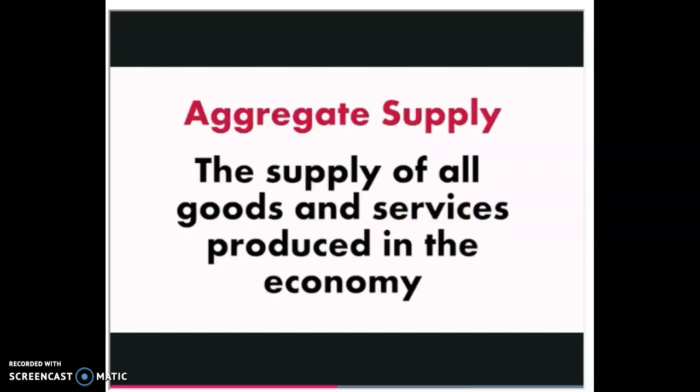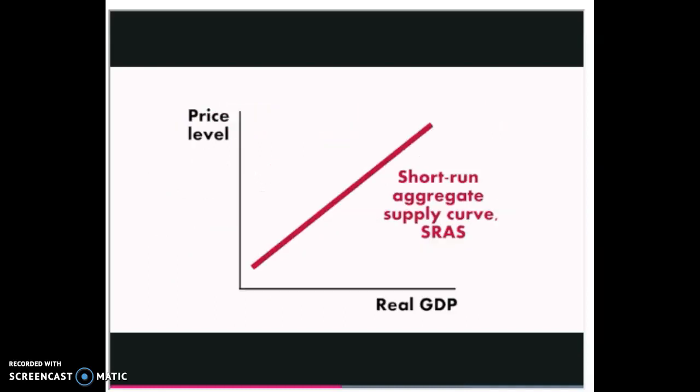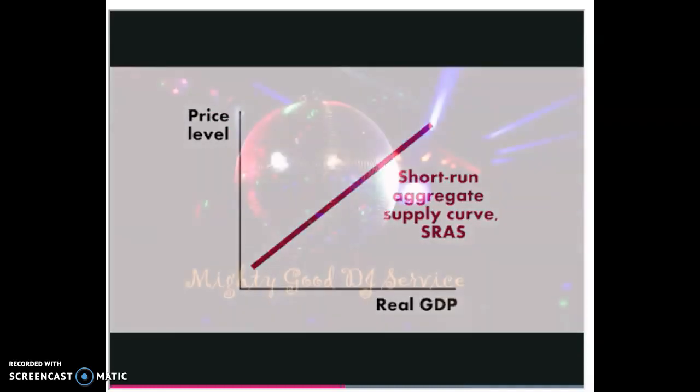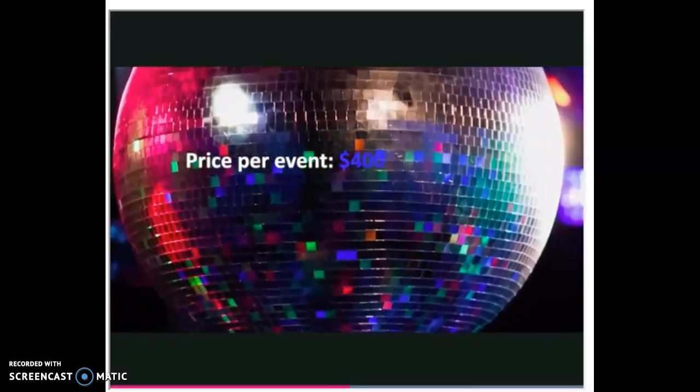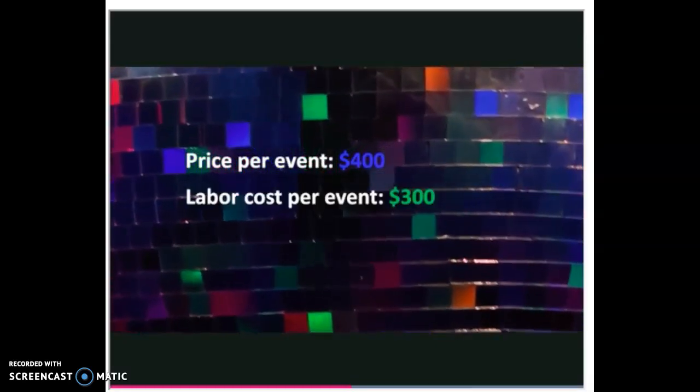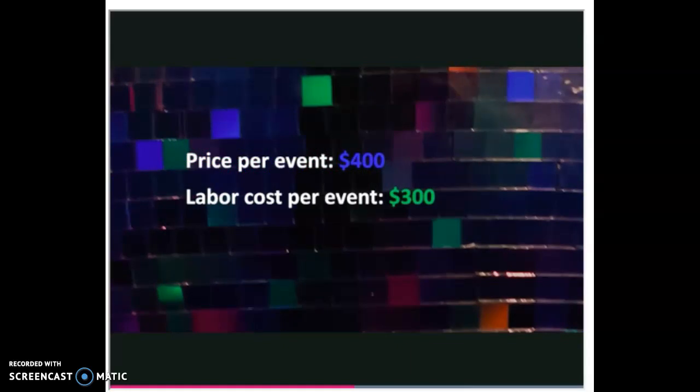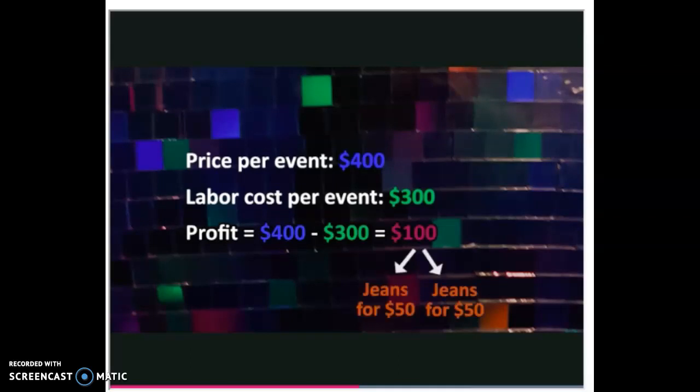Aggregate supply is the supply of all goods and services produced in an economy. To understand why aggregate supply is upward sloping, consider a firm that provides DJs to play music for $400 per event using labor that costs $300 per event. Suppose the firm's owners use their $100 profit per event to buy 2 pairs of jeans for $50 per pair.